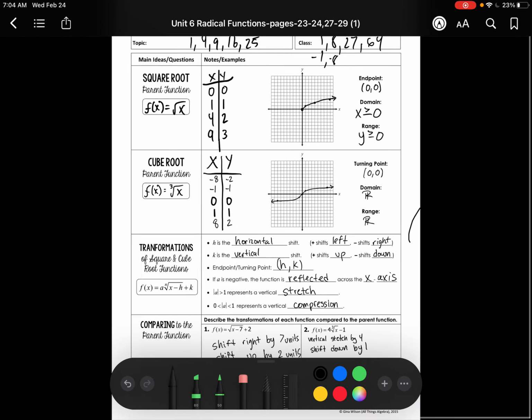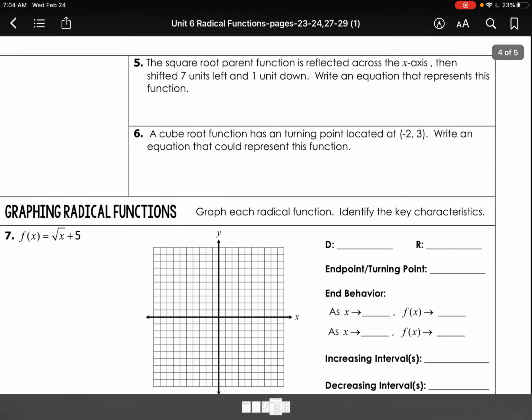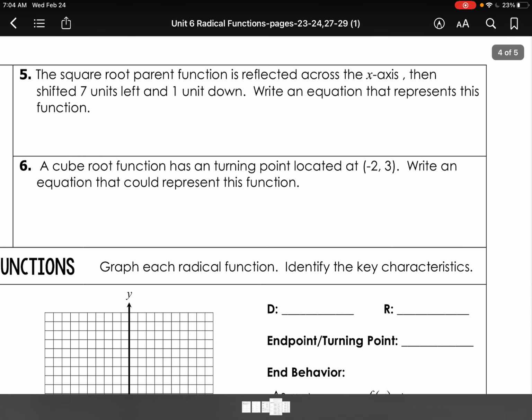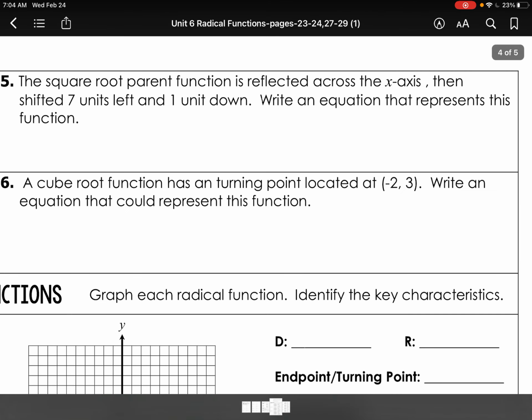All right, so hope this all made sense. Next, on the next page, we're going to be writing a function. So this says the square root parent function. So let's go ahead and get started with that.